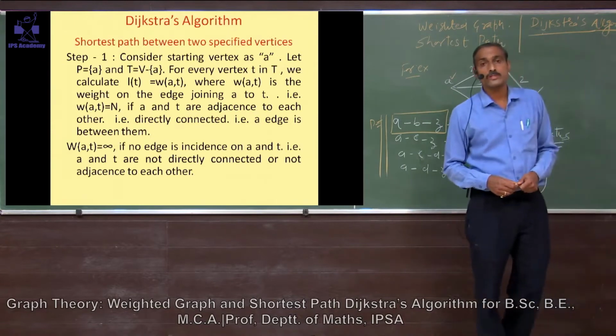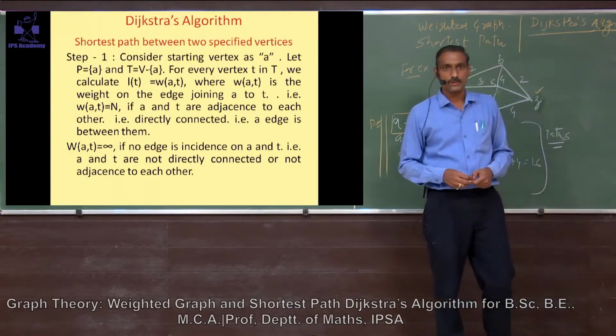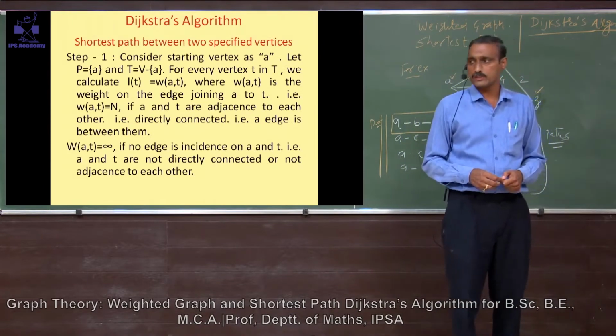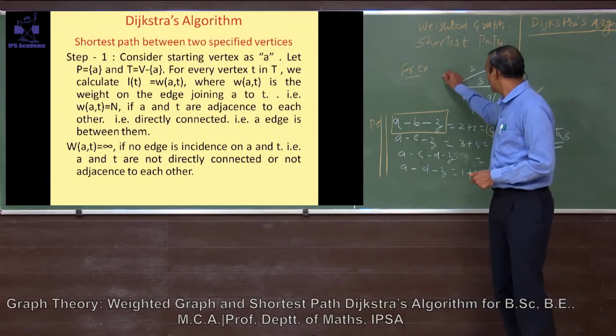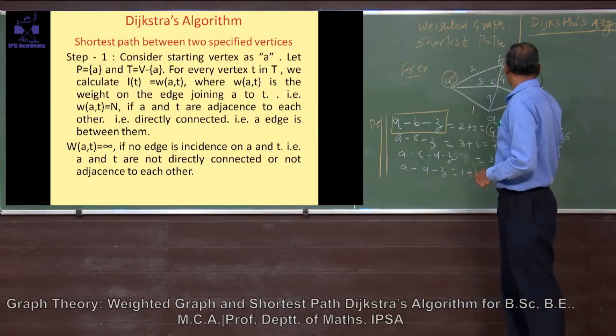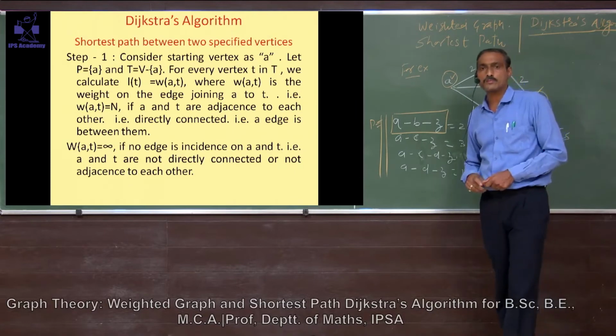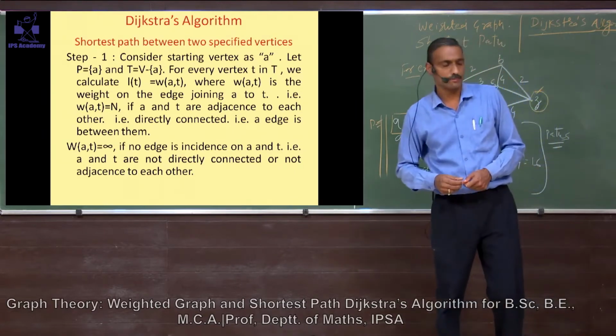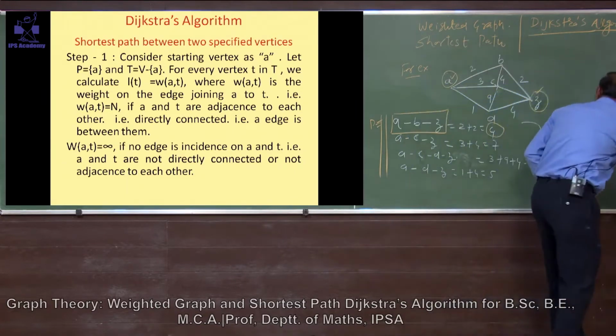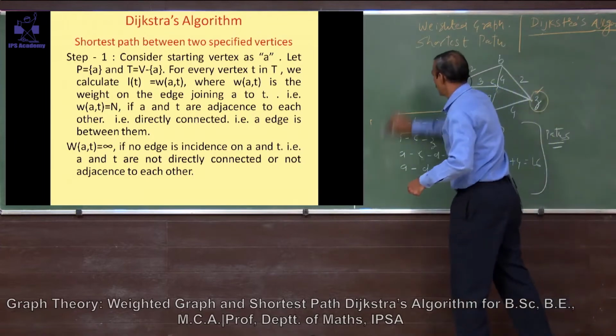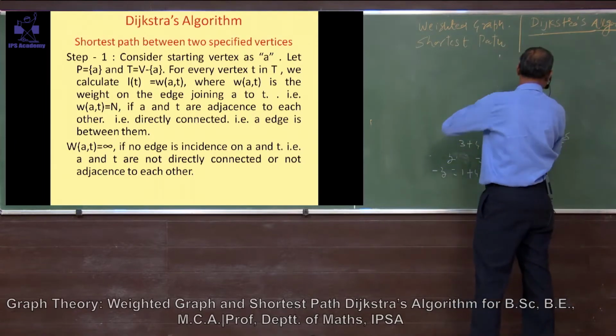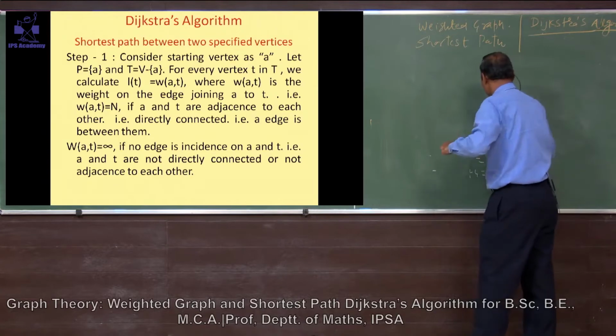Now, what are the steps involved in Dijkstra algorithm for the shortest path between two specified vertices? Here we are taking vertex A and vertex Z, and we have to find the shortest path between A and Z. The following are the steps in Dijkstra algorithm.